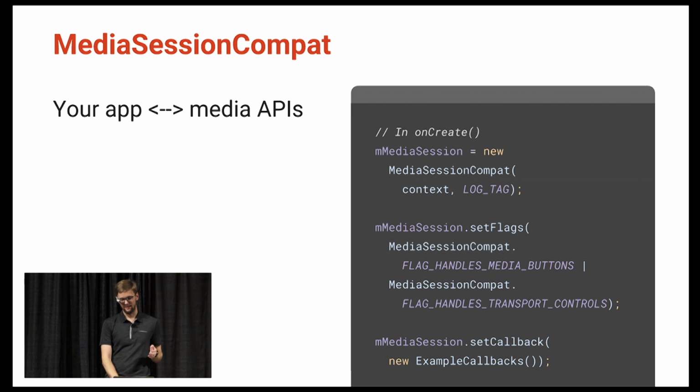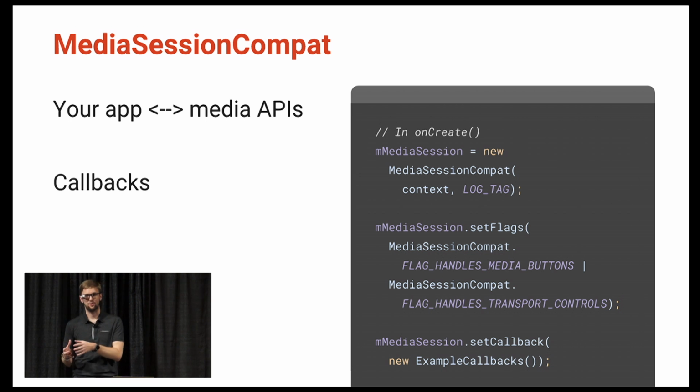And then the last thing is setting that callback. Now, the callbacks are actually really important. That's where you get onPlay, onPause, onStop. It's basically that central entry point between where all the media APIs are going to go and your actual media player, right? So the onPlay method here would cause play on your media player, right?